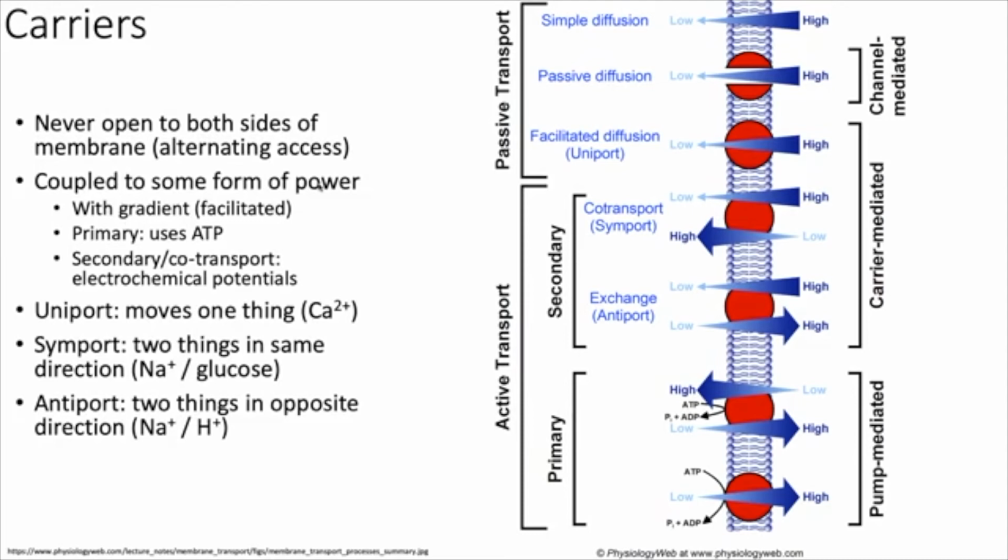Well, two things can come in at the same time. You can send two things in opposite directions. There's sodium hydrogen pumps. You can bring just one thing in. How you physically use, what power you use to do uniport, symport, or antiport changes. So it could be either primary uses ATP or secondary uses something else, in general electrochemical transport. Okay, and so there you go.